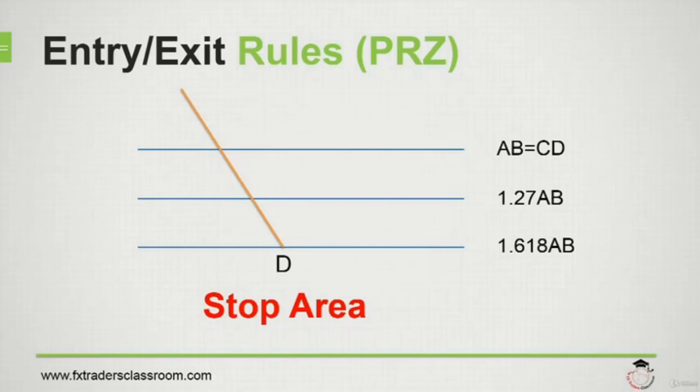To set our stops, we will use these parameters. If it is a 127 projection, we will place stops below the 1618 level. If it is a 1618 projection, we will place stops just beyond the 1618 level. Stops should be dynamic and use structure if possible to set protective stops.